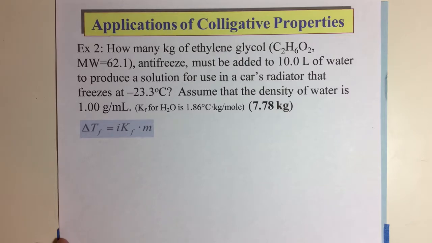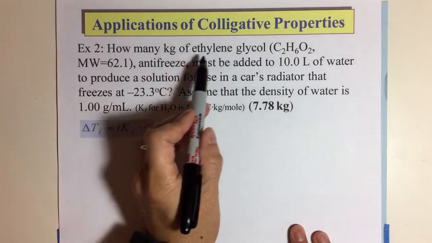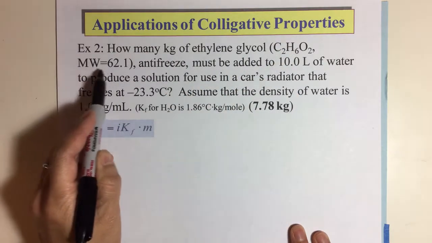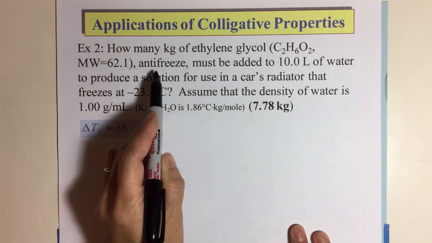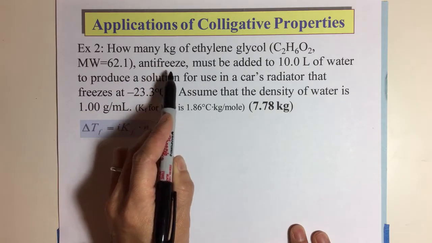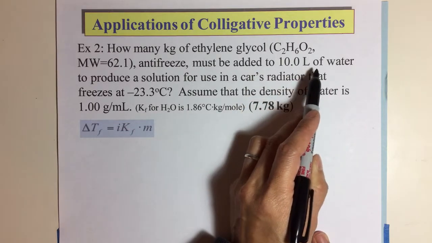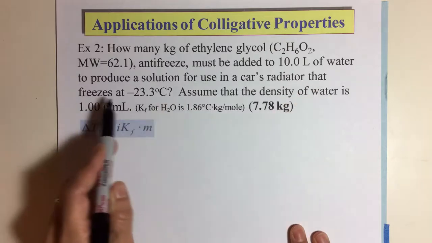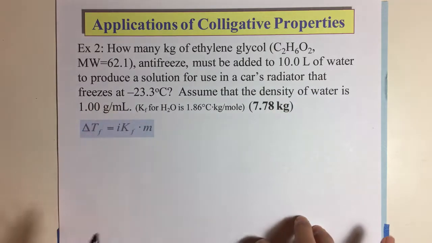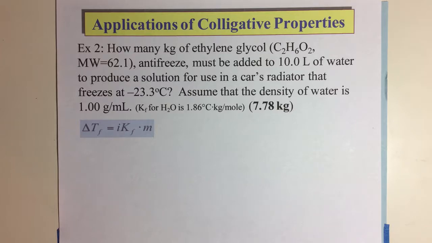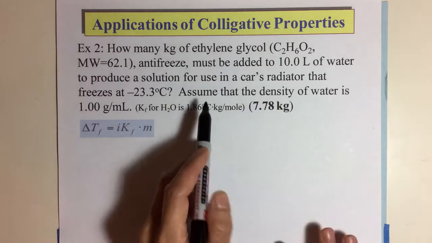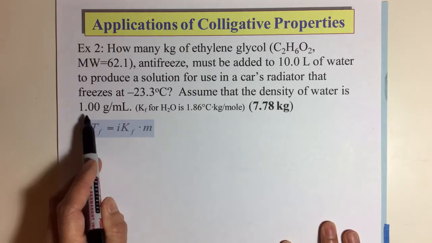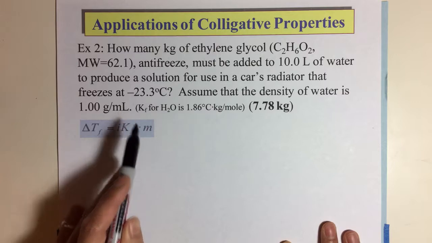Number 2, you're asked to find the kilograms of ethylene glycol, which is this formula, with a molecular weight of 62.1. Ethylene glycol is antifreeze. And you're adding it to 10 liters of water to produce a solution for use in a car's radiator that freezes at below 23 degrees, or 23.3 degrees Celsius. It gives us another set of information, which is the density of water. The density of water is 1 gram per milliliter.